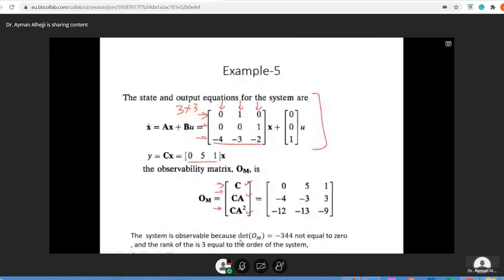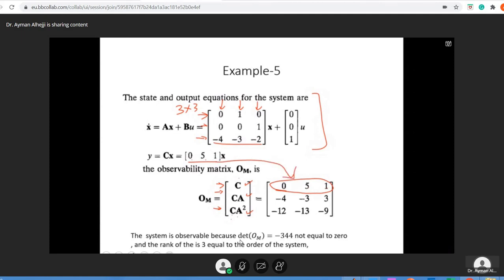As you can see, C is multiplied by A squared, so you need to find the A squared value, and then you multiply C times A. For the C part, this is the C: 0, 5, 1. I put it here as is. This is your C.